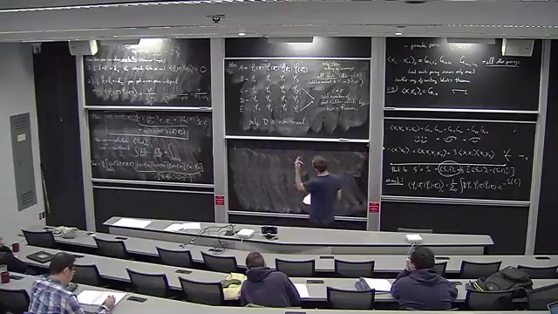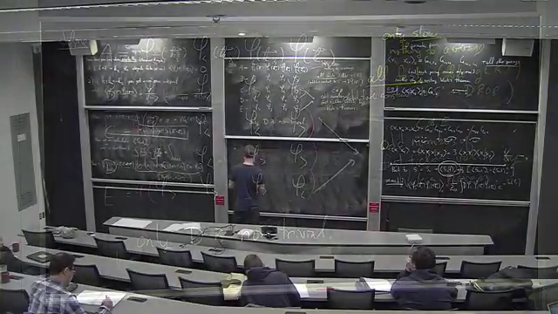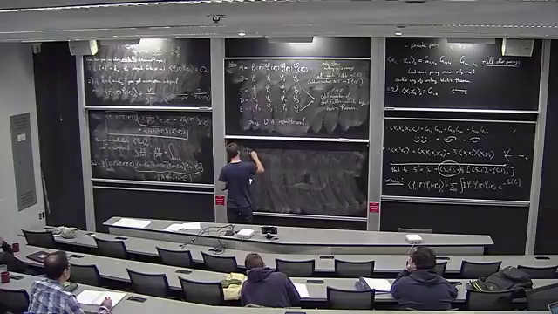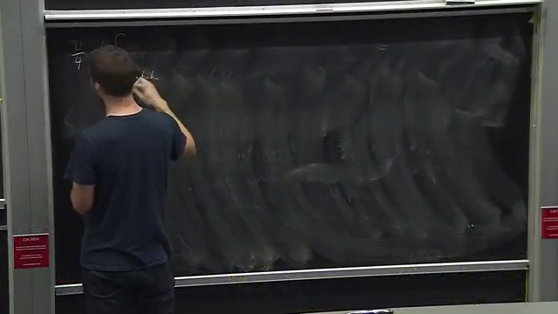Okay, so I need 6. U over 4 times 6. I need that integral. Okay, what do I got in there? I got that delta function.